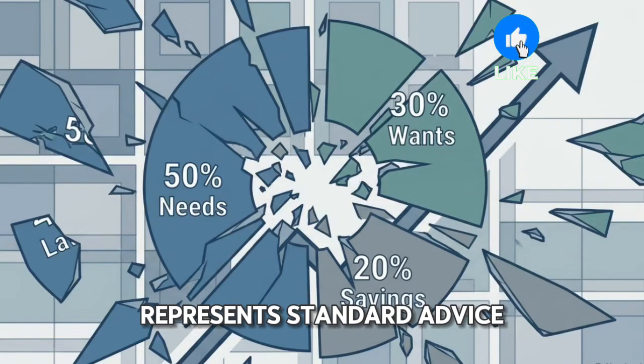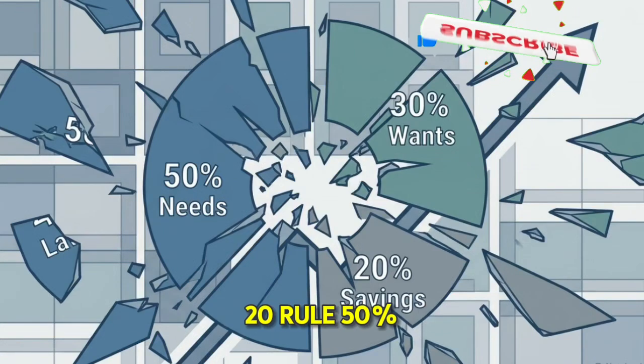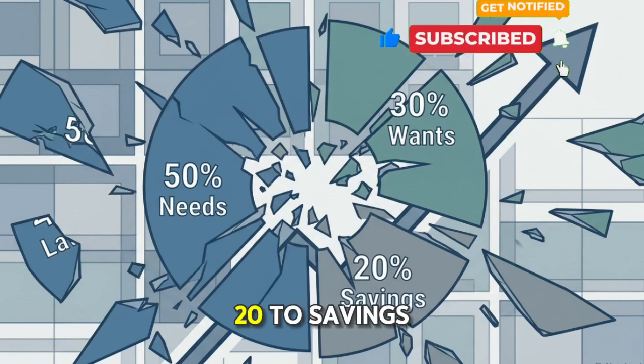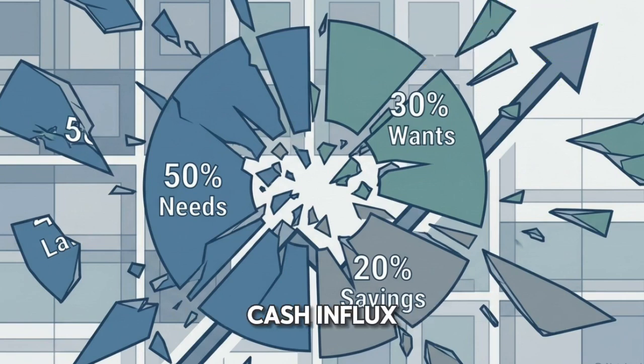This pie chart represents standard advice, the 50-30-20 rule. 50% to needs, 30 to wants, 20 to savings. But for a student or someone with a sudden cash influx, this exact breakdown is a terrible idea.